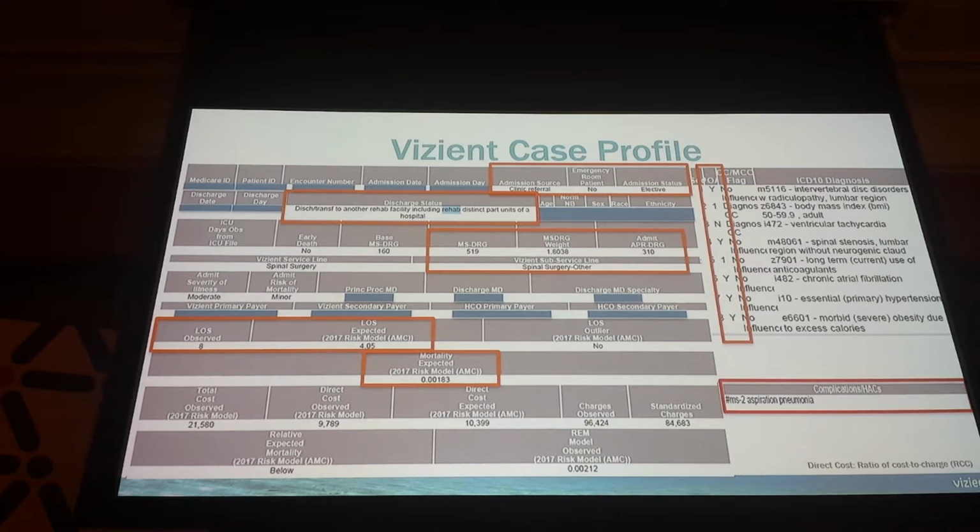Now, this Vizian case profile is guiding me to ask targeted questions surrounding what happened with this encounter. Was the patient medically optimized for spine surgery? Did they go through the appropriate preoperative clearance? Did they receive the appropriate post-anesthesia management? Were there any operational delays in rehab placement? So this is the format that we use for the clinical case reviews.